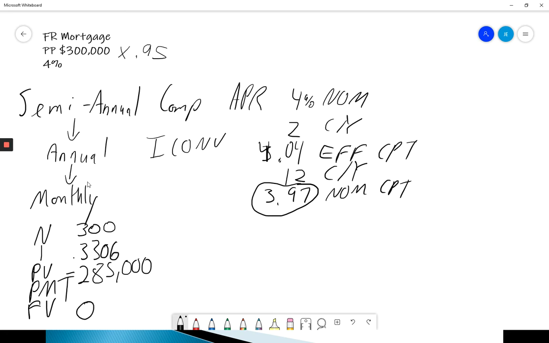Nothing. Compute my payment. How much is my payment going to be? $1,499.16. For this mortgage at this rate, it's going to cost me $1,500 a month for 25 years to pay it off in full.